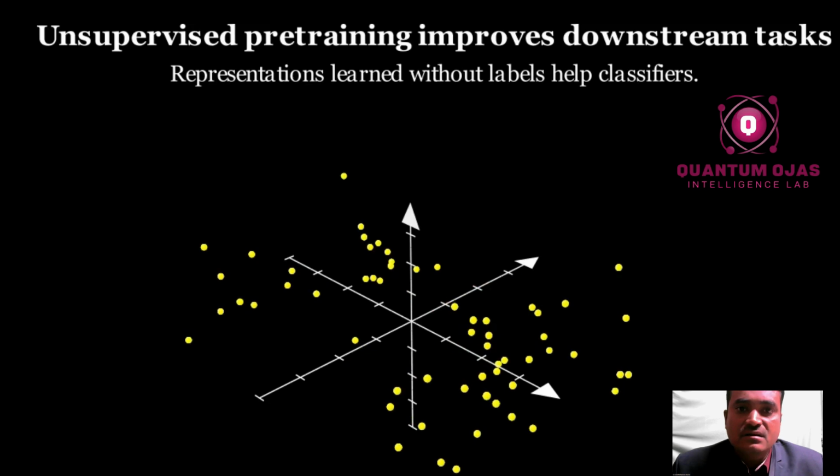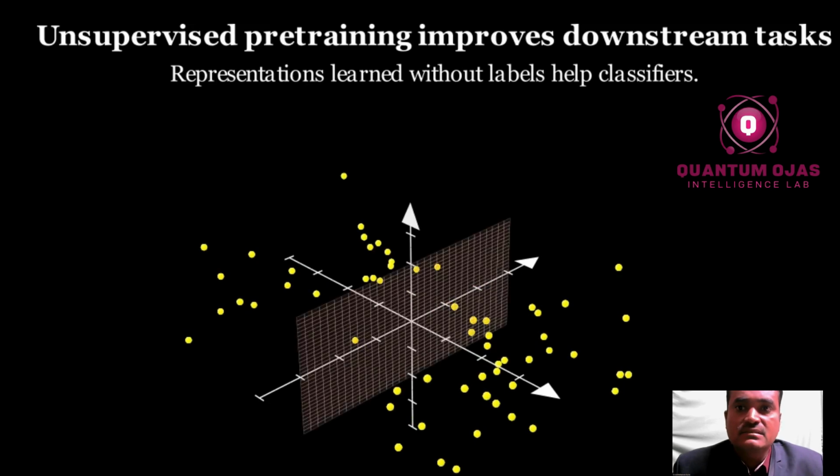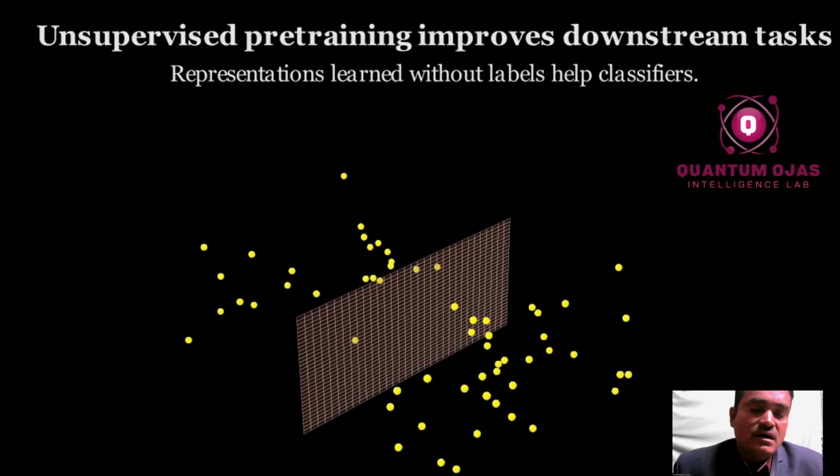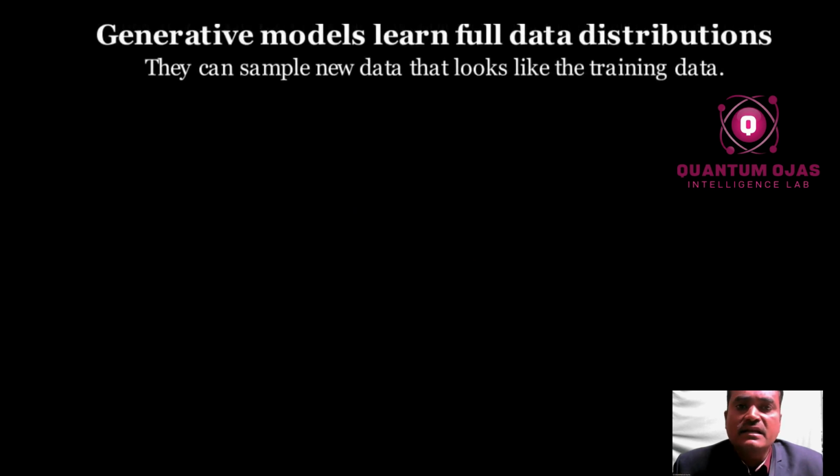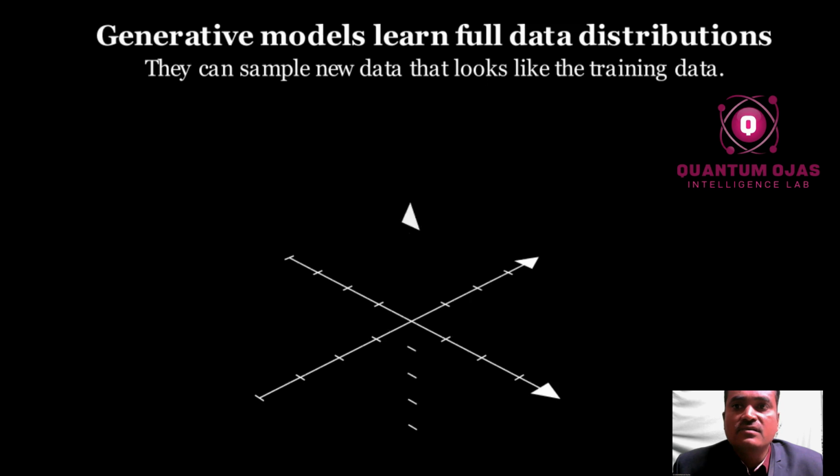The representation learned without labels helps the classifiers. So this can also be one of the important aspects of unsupervised machine learning. And the next one, generative models learn the full data distribution. They can sample new data that looks like the training data.